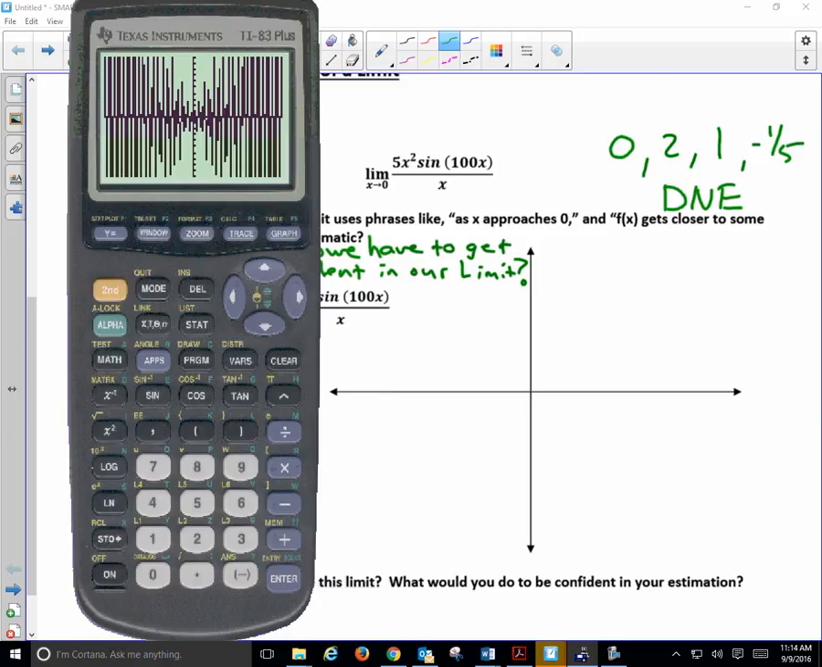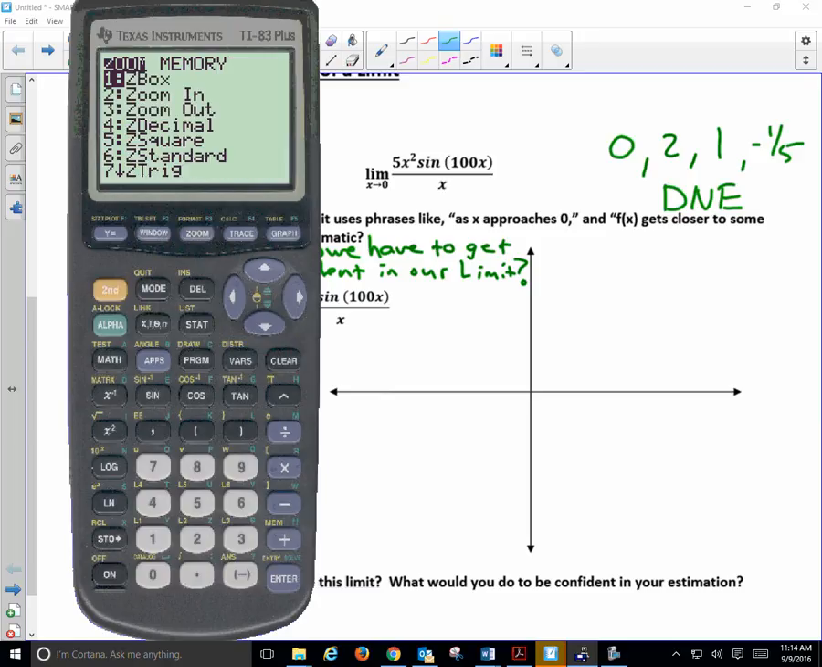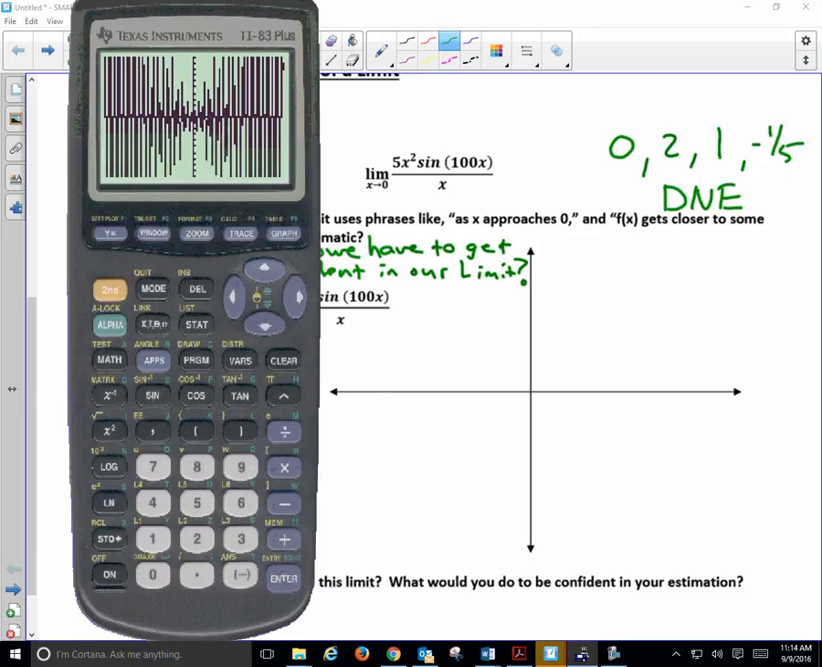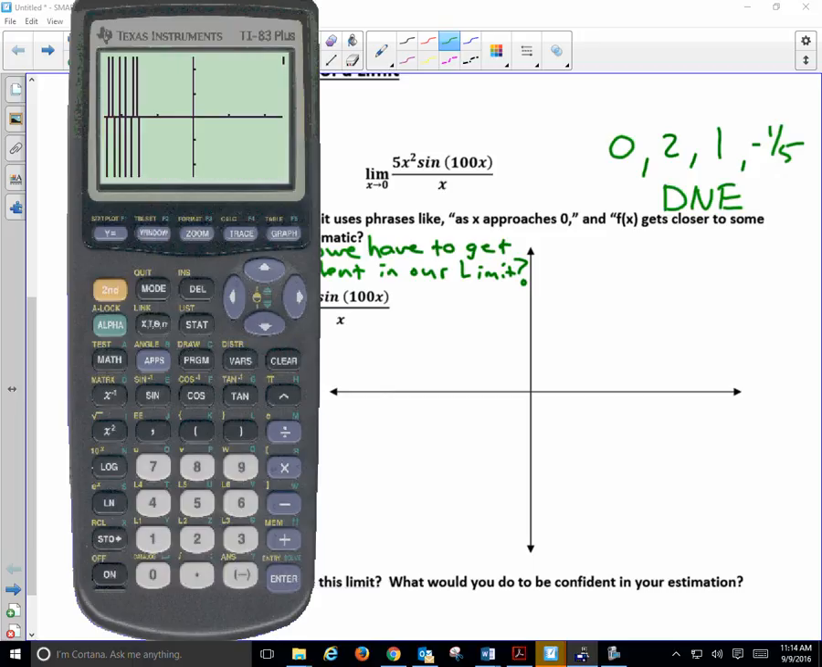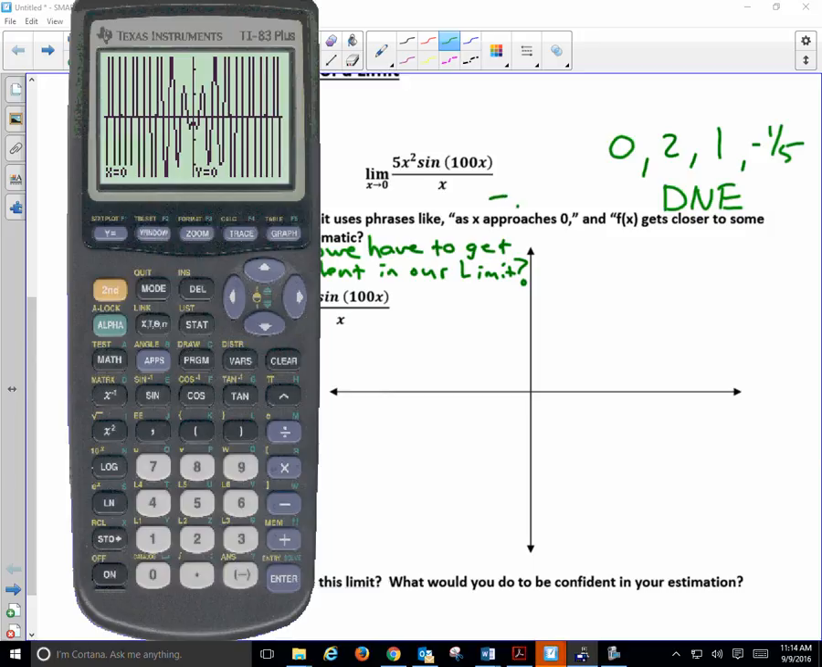All right, so here we go. What if you wanted to be more confident in your limit? What would you do? Let's zoom in. What does it look like now? Negative 0.25. Are you confident in that? In order to be confident, what would you do?